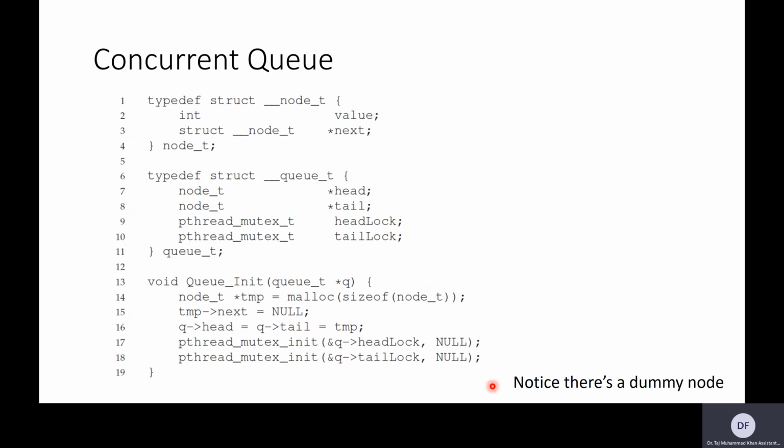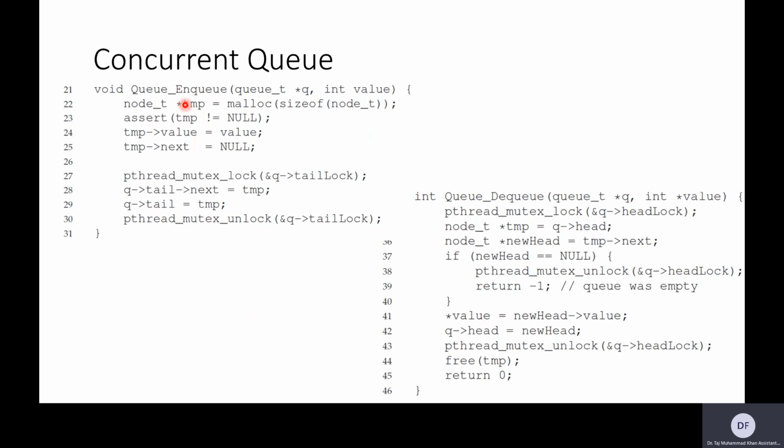So why is this here? This is a question that I would like you to investigate. What's the advantage of keeping a dummy node inside the queue? This node is not visible to the outside user of the queue, but internally we are using it for our convenience. What is that convenience? Kindly think about it. So these two locks are initialized.